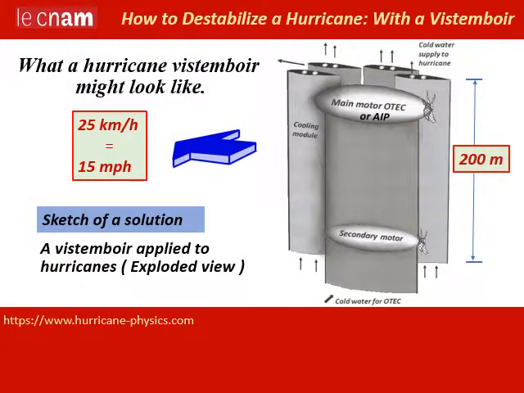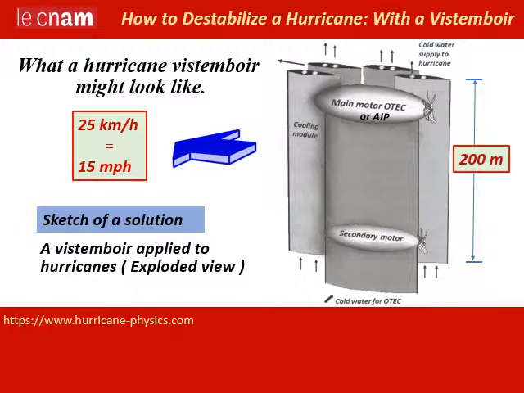Cold water must be pumped from deep down, so the apparatus must be at least 200 meters tall. It must be able to move at a speed of 15 miles per hour, the average speed of a hurricane. The good news is that hurricanes travel at moderate speeds, so we should be able to follow them across the ocean. These two requirements mean that we would need a megastructure, such as the one seen here, a kind of submarine designed to track the hurricane.